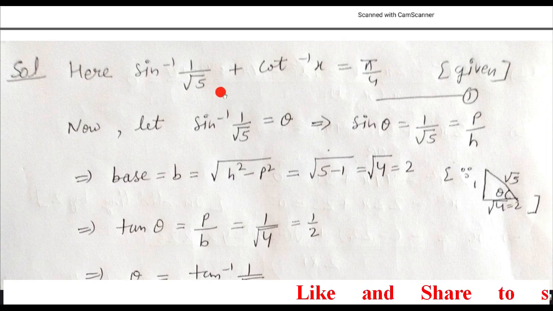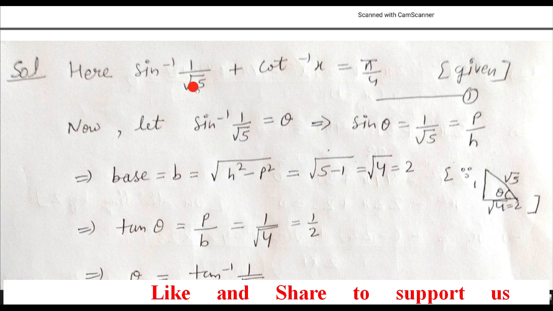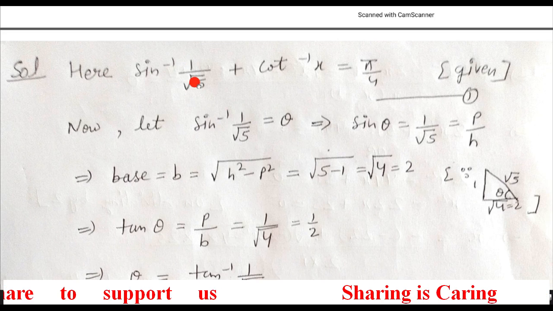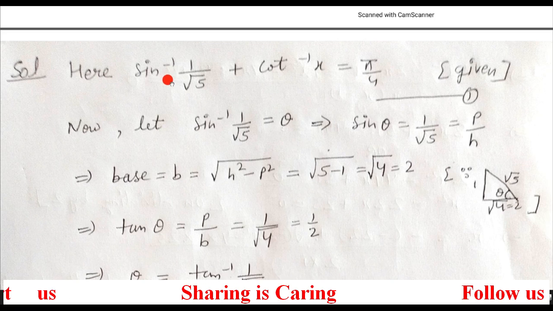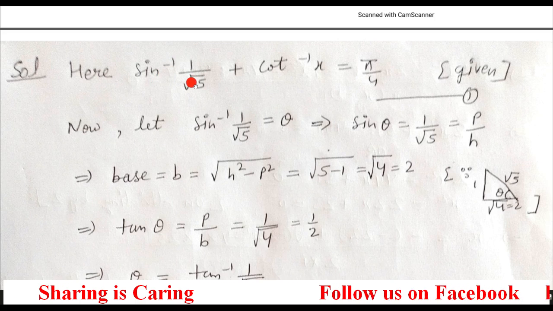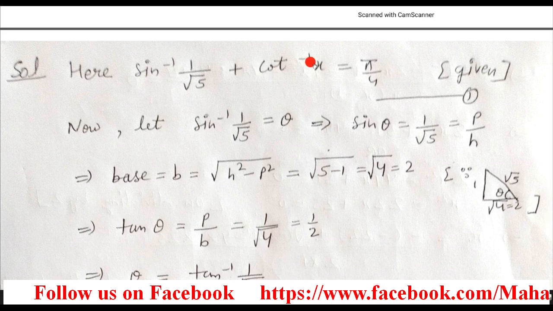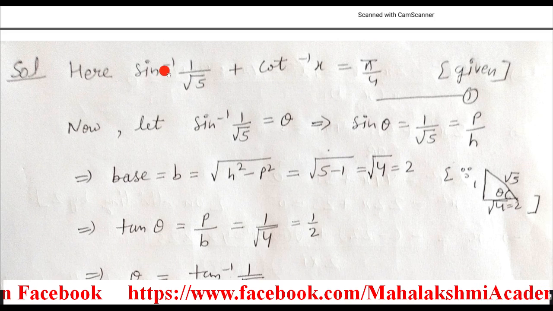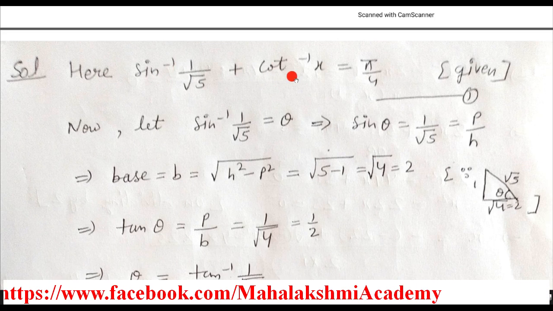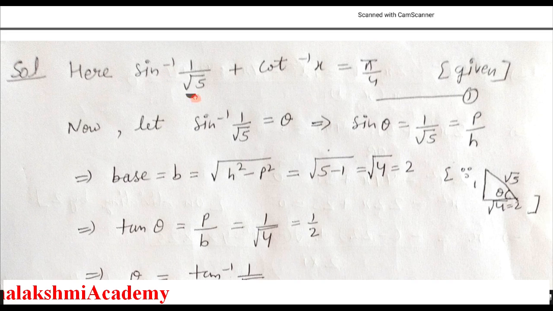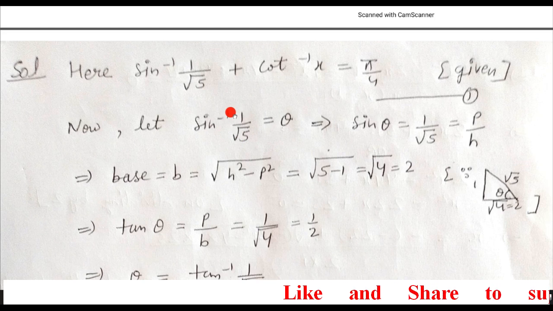In the solution I tried to convert them into the same trigonometric ratio. Students, the first term is sin inverse 1 upon root 5. So I thought that I should convert sin inverse 1 upon root 5 in terms of tan, because cot inverse we can easily write as tan inverse 1 upon x. Then if we are able to convert this also into tan, we can use the tan inverse x plus tan inverse y formula, like in question number 19. That's why I tried to convert sin inverse 1 upon root 5 as tan inverse. So this is the method to convert any trigonometric ratio to any other trigonometric ratio.